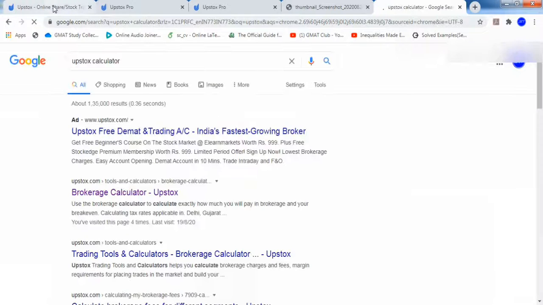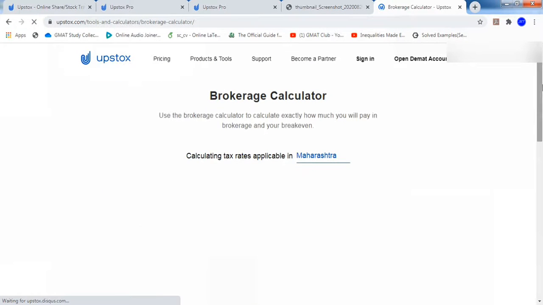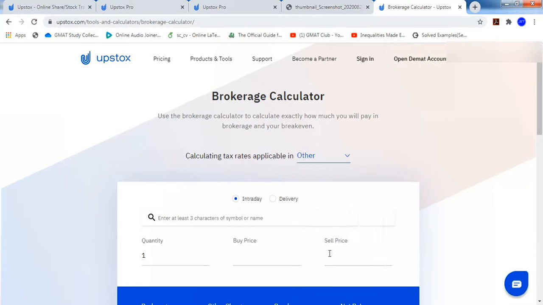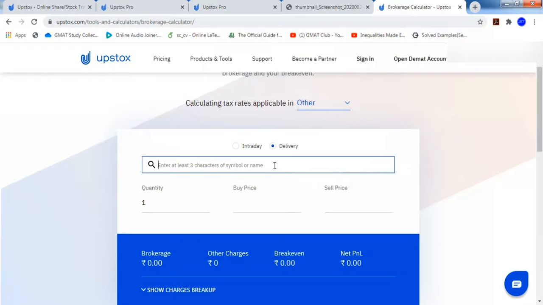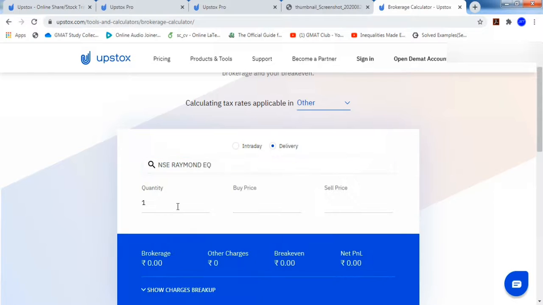So what we need to do is go to Google and click on Upstox Calculator. One option will come as Brokerage Calculator; we open this. The first thing you need to do is select your state. I'll select other for now. We need to select whether it is intraday or delivery. I've selected delivery. We need to select the stock. Here the stock is Raymond, and I'm planning to sell it on NSE, so it's NSE.